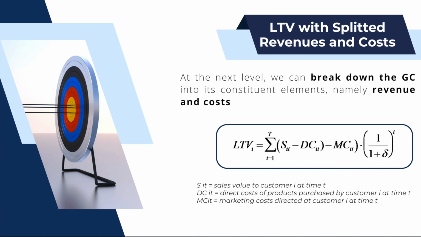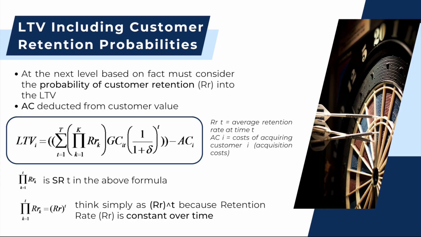LTV including customer retention probabilities. At the next level, based on the fact that more and more customers end their relationship with the company over time, consider the probability of customer retention, RR, in LTV. In addition, there is also AC deducted from the value of the customer. Here is the calculation formula. In this formula, RRT is the average retention rate at time T, GCIT is the gross contribution of customer I at time T, and ACI is the costs of acquiring customer I, the acquisition costs.